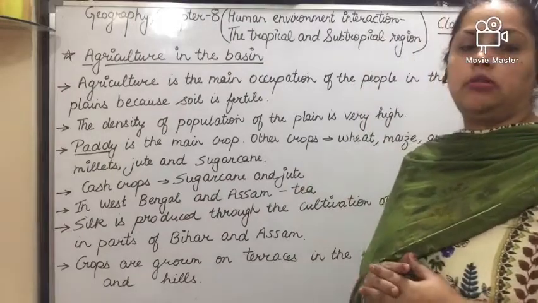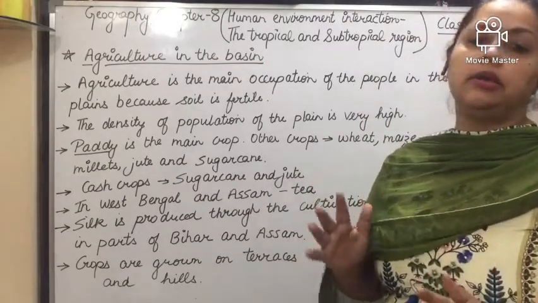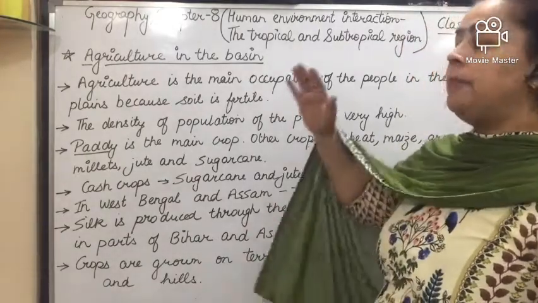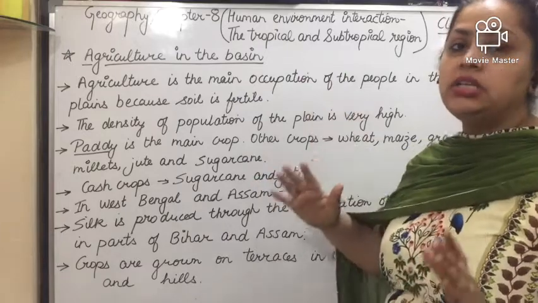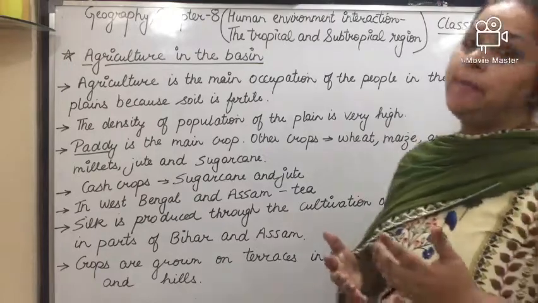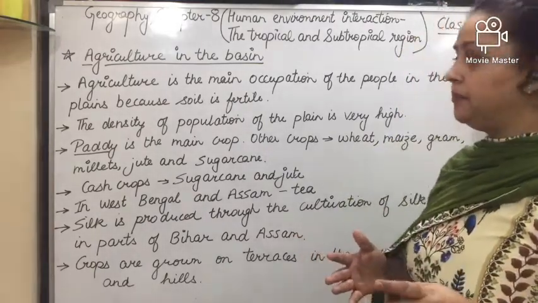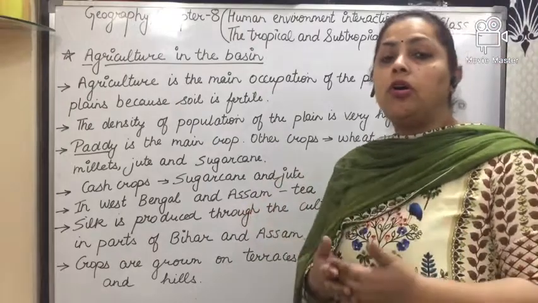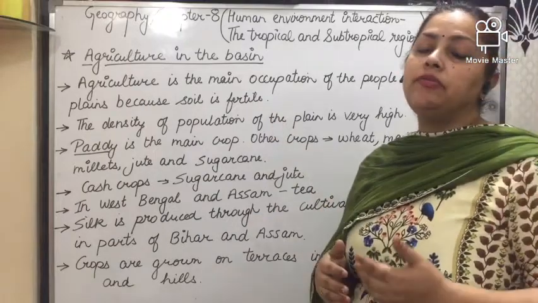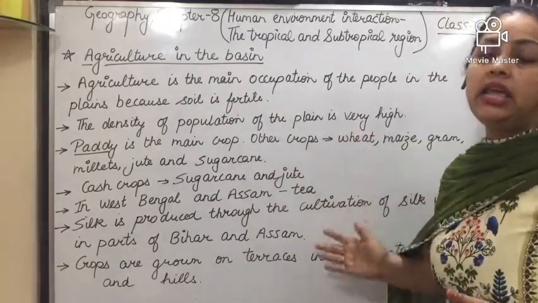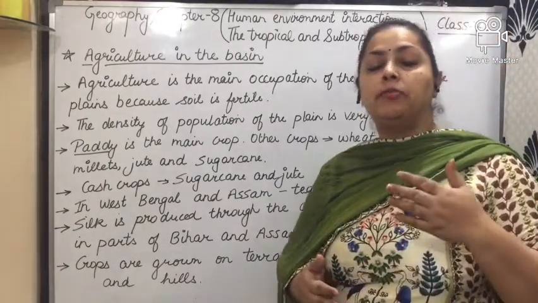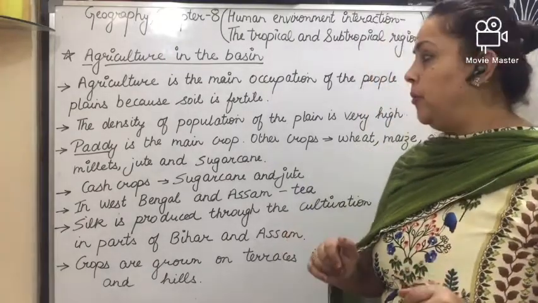Okay, now we will talk about the agriculture in this basin. So what is the situation of agriculture in this basin? The first important thing is that agriculture is the main occupation of the people living in this basin, basically in the plain area. Why is it so? Because the soil is fertile. The density of the population of the plain is very high, and the density of the population of the mountain is very low.